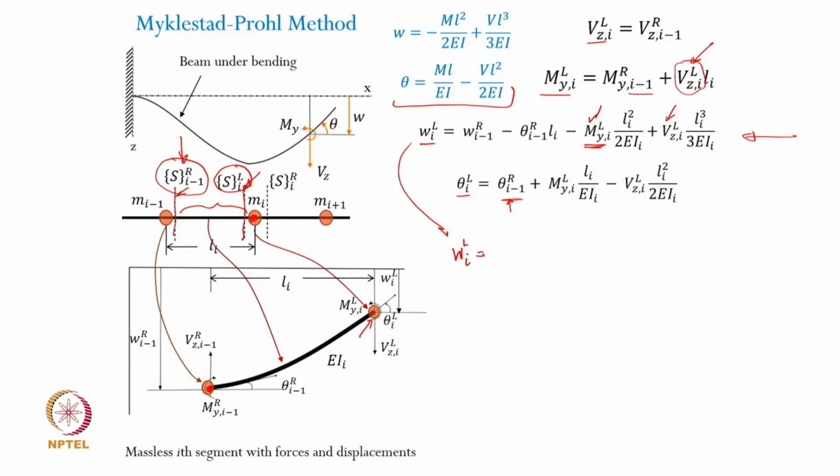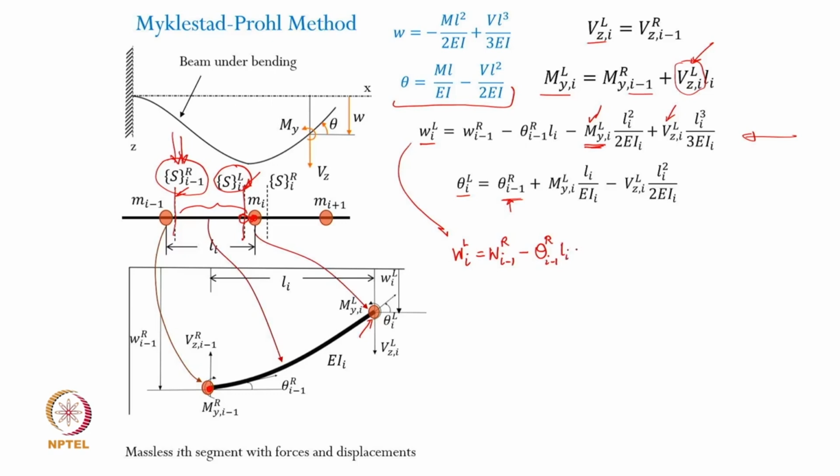W_iL, which is the deflection at this point, is W_{i-1}^R. So this is fine because on the right side I am going to get all the state variables corresponding to this state vector. Okay, S^R_{i-1}. This also is fine because this pertains to the right side of i minus 1.